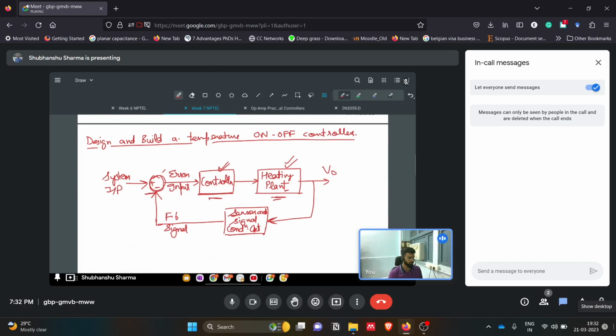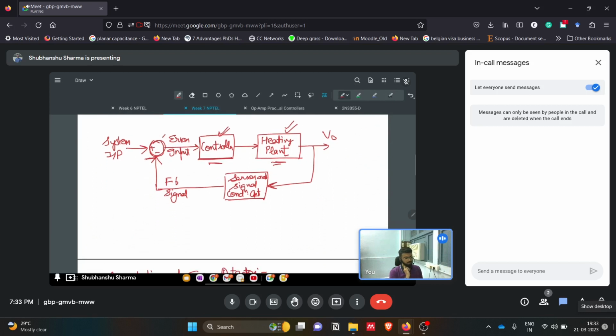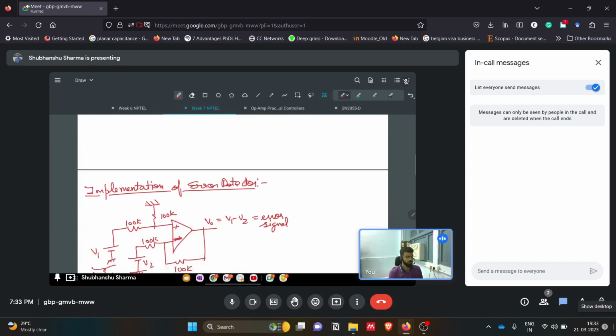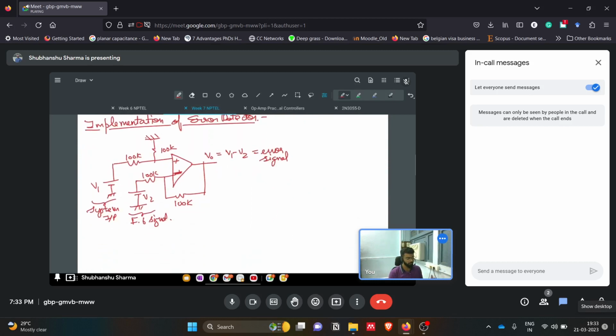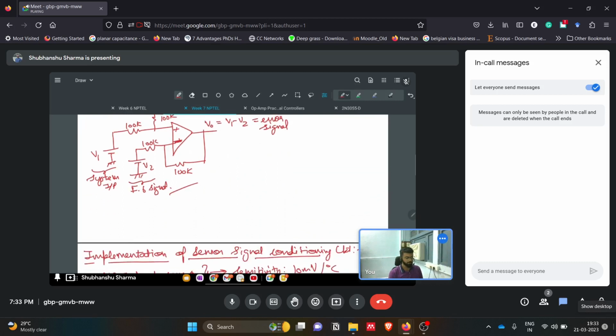We followed this control network, in which we have a system input that is given to a controller, which then drives the heating plant. The output is fed back through a sensor and a signal conditioning circuit. We wanted to realize this as a controller. For that, we saw the error detector, which we also saw in week 6: implementation of the error detector using a differential amplifier.